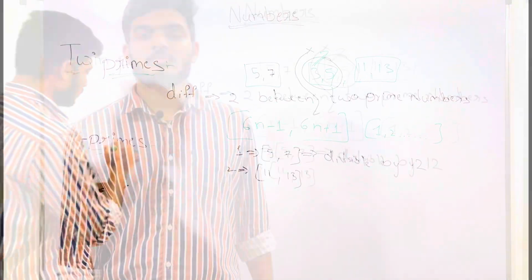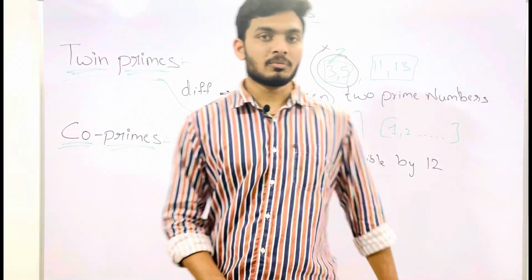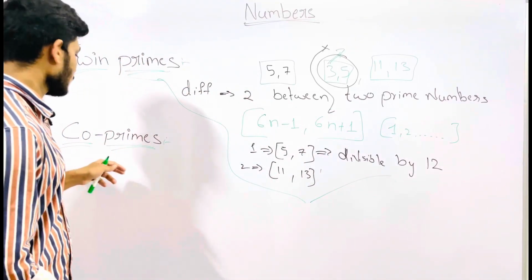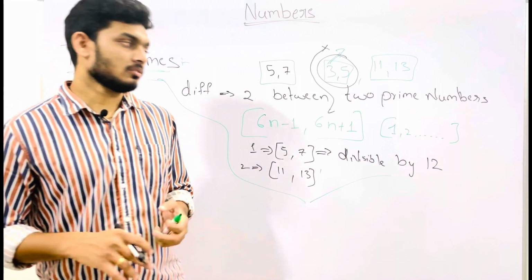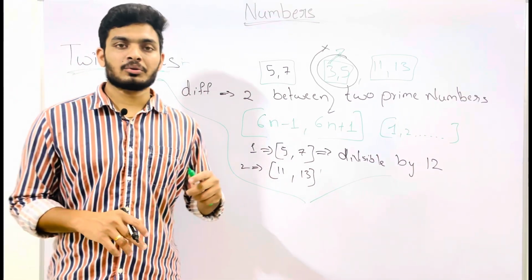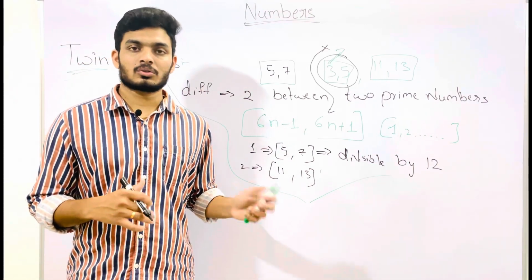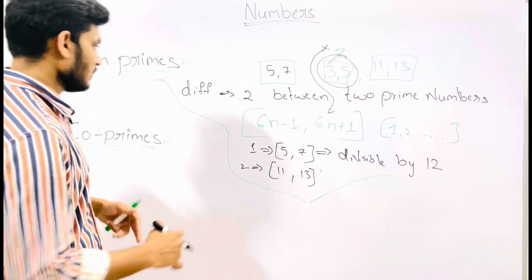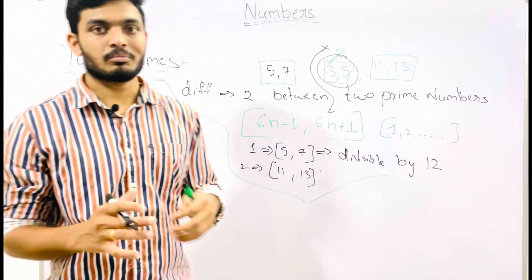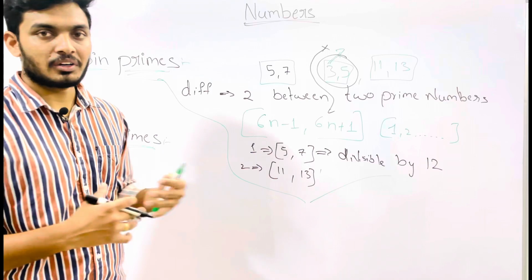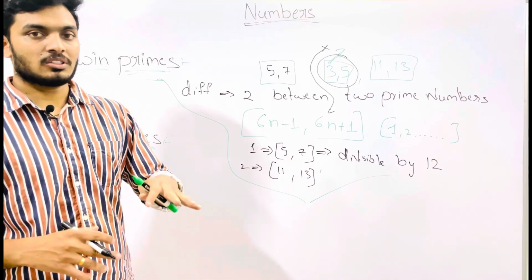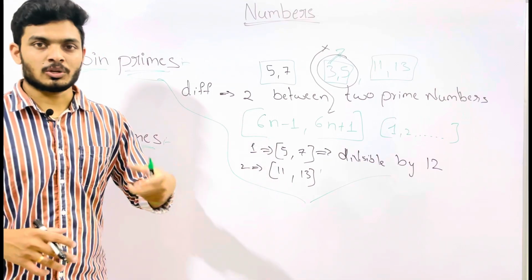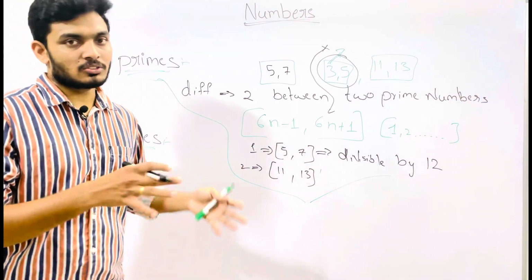So coming to co-primes. Co-primes can be any two numbers which have HCF equal to 1. We will go through HCF in deep discussion in further classes. As of now, I'll give a brief description, and I'll explain it with a small logic.